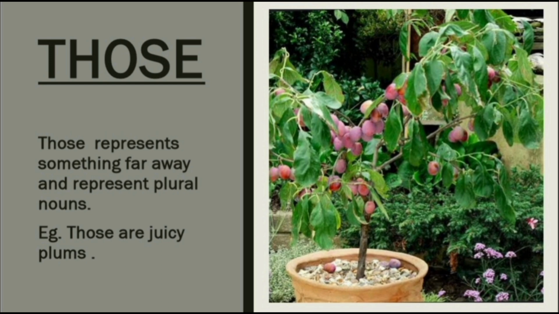Next comes those. So those is a demonstrative pronoun that represents something far away, something that's far from you yet is plural in nature. So they replace plural nouns, and those plural nouns that are far away. For example, those are juicy plums. They are plural but they are far from you.